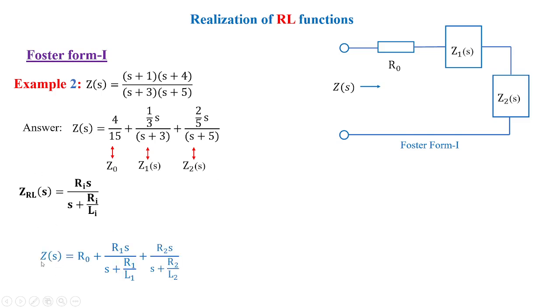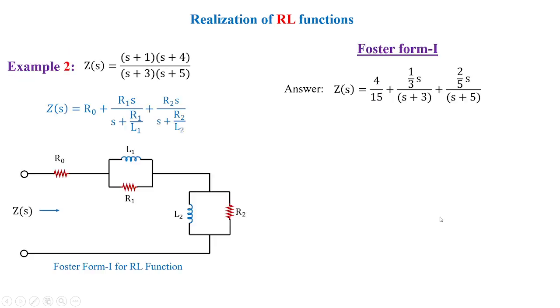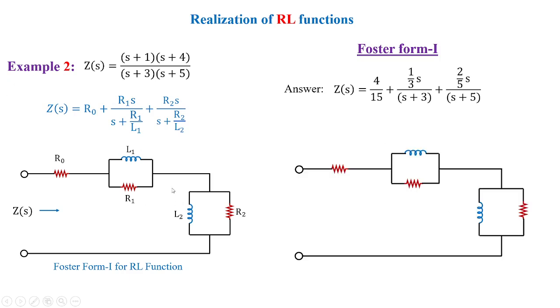And with that, I'm going to get the solution of Z of S, which is equal to R0 plus R1 of S divided by S plus R1 by L1 plus R2S by S plus R2 by L2, whose representation of Foster form 1 you can see in this particular figure. Now, with this answer, we can get the original Foster form 1 for the given function with the answer Z of S is equal to 4 by 15 and so on.